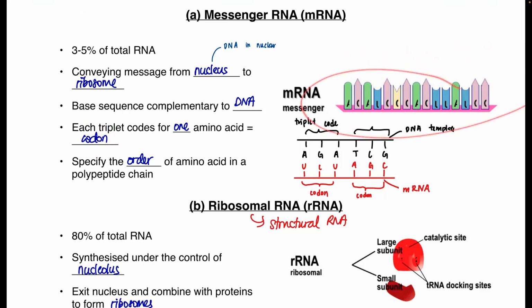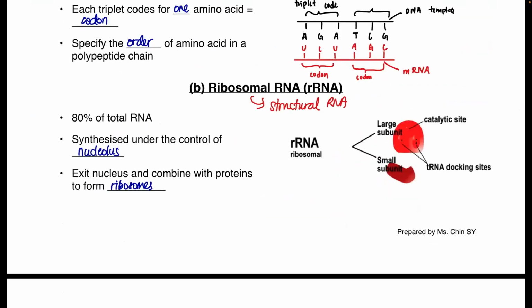So basically your sequence of bases on mRNA ultimately is going to specify the sequence of amino acids of a polypeptide. Ribosomal RNA makes up most of the RNA, 80% of it. They are synthesized under the control of the nucleolus, and then they combine with proteins to form ribosomes.